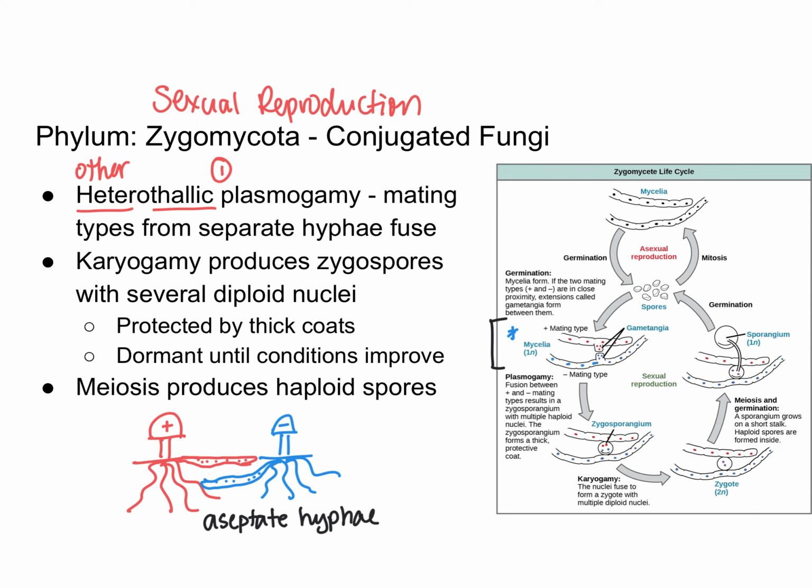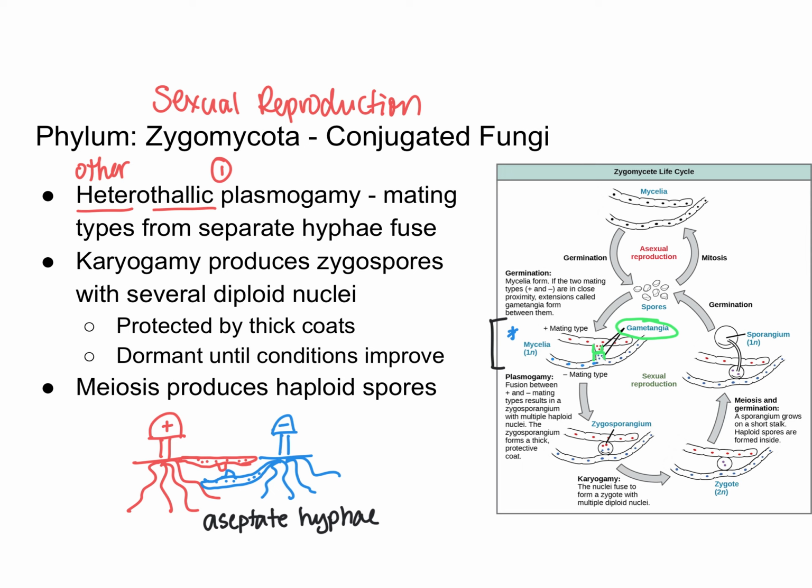As this process is occurring, each of the fungal hyphae that are moving towards each other start to develop a gametangium. Gametangium is singular, gametangia is plural. And you can see that on this picture here, these little bumps that are forming on the hyphae that are starting to move towards each other. So we can also draw that on our picture here. The red forms a gametangium and the blue forms a gametangium.